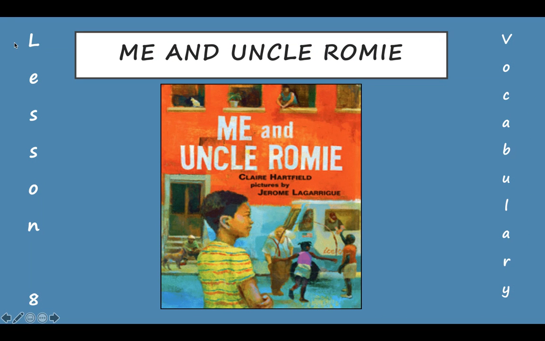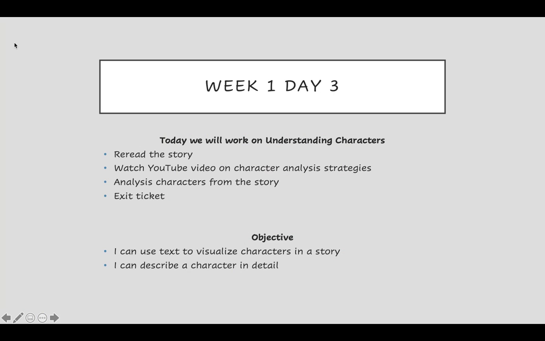Okay, so today's day 3 of Me and Uncle Romy. We're going to work on understanding characters today. We'll reread the story. You'll watch the YouTube video on the character analysis strategies, and analyze characters from the story. Okay, so at the end, you'll complete a chart that you're able to analyze the characters. You'll complete the exit ticket, and you will turn it in.